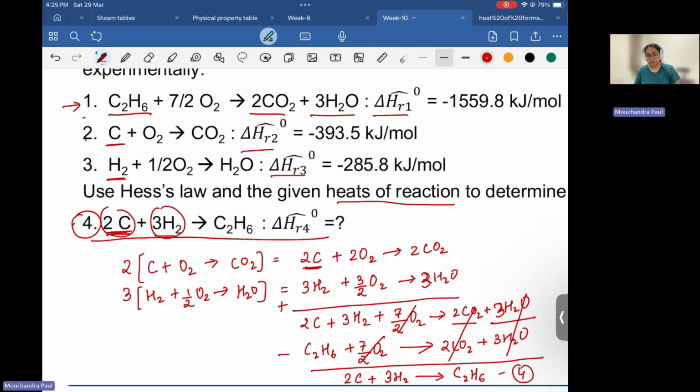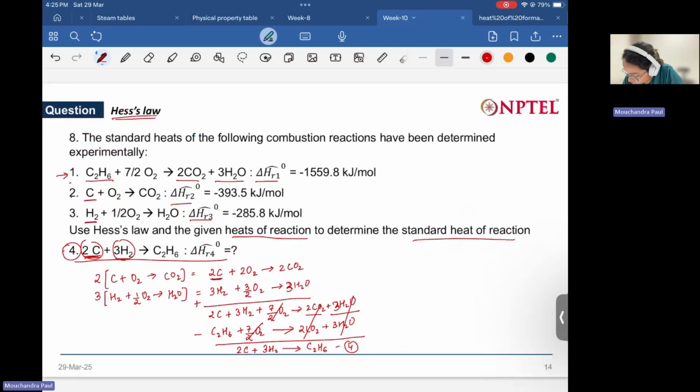In order to reach the fourth equation form, let me summarize what we did. We multiplied 2 with reaction 2. Then we added this to 3 into reaction 3. And then we subtracted the entire expression of reaction 1. This is how we got expression 4. So this is what we have to do with the heat of the reactions as well.